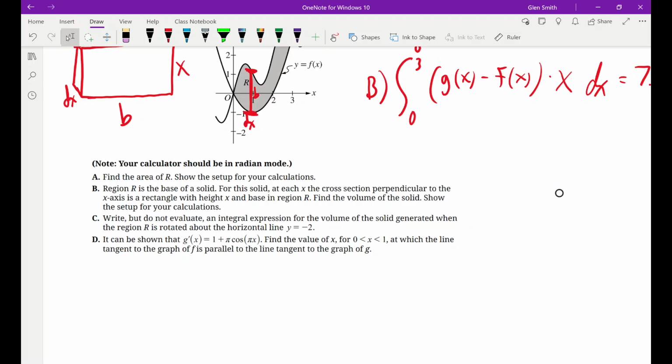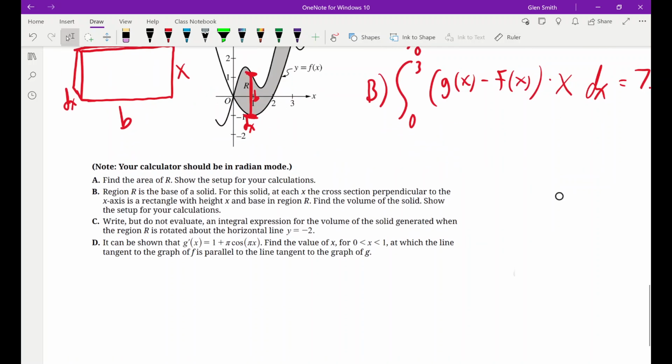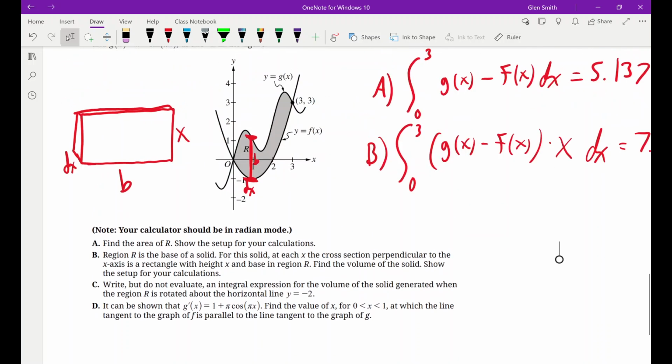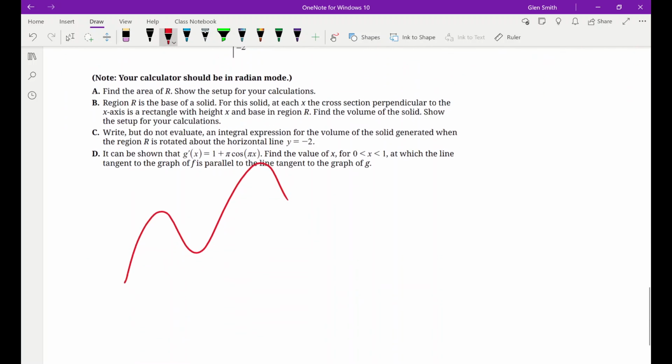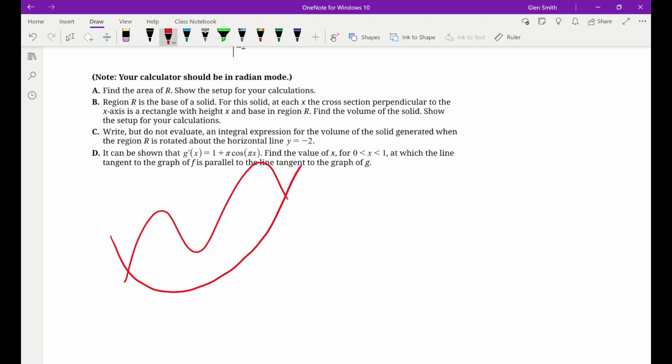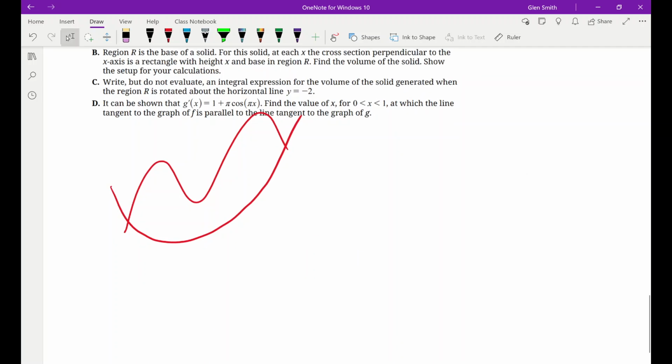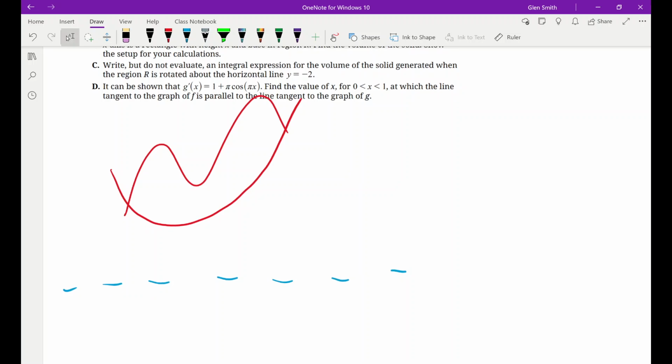Okay. Part C, it says write but do not evaluate the integral expression for the volume of the solid generated when we're rotated about y equals -2. So down here, look, I'm just going to draw this shape again. We got G doing his little curly Q guy. It's going like this. Great. And then we got F coming in hot like this. Boom. And we're trying to rotate around the line y equals -2. That's down here. And every time we do a rotation, they're going to make circles. So our integral is going to be pi r squareds.